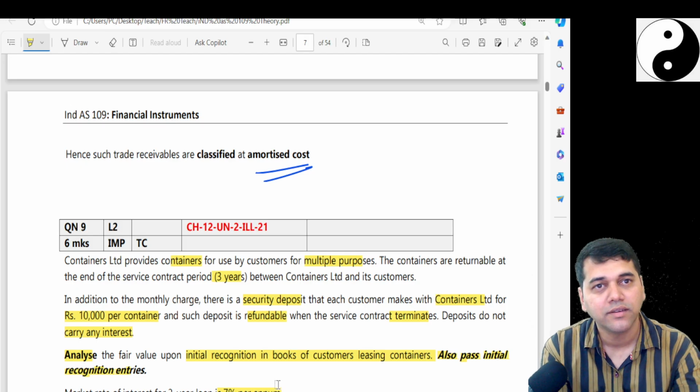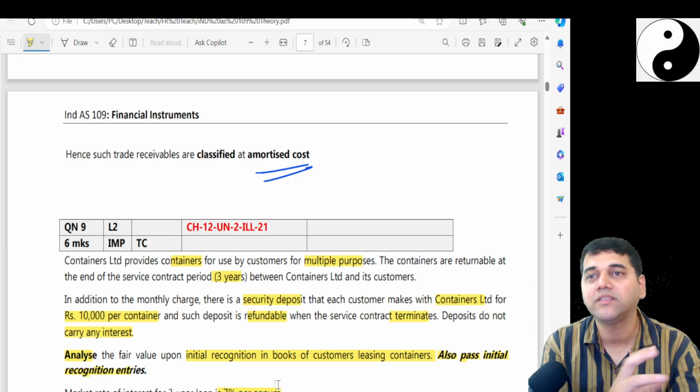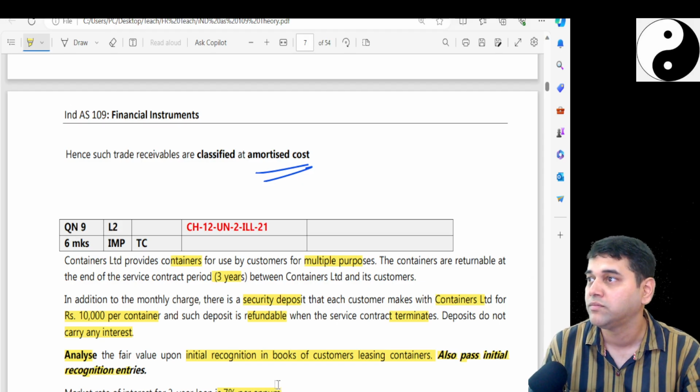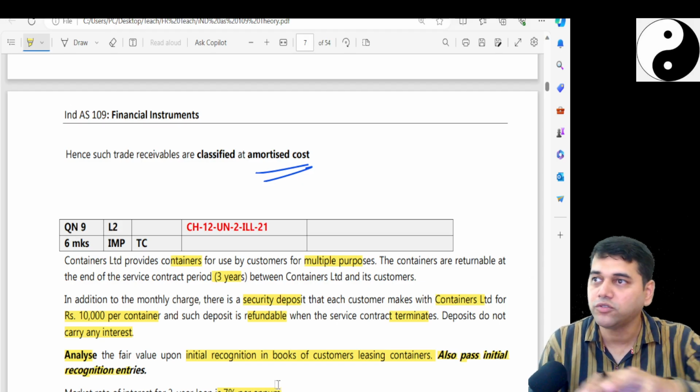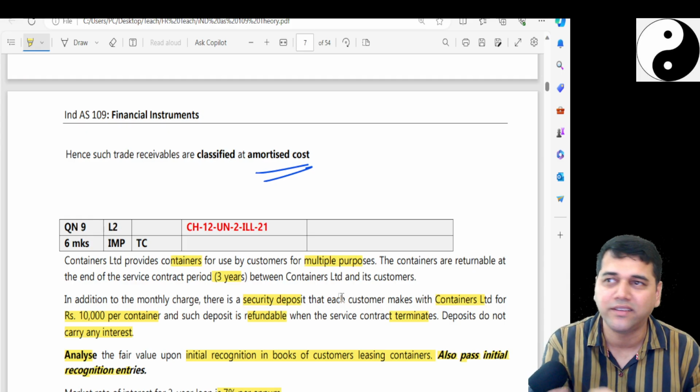Why? At 7%, you will say it's an off-market instrument. That's why I cannot consider the transaction price. So what is my fair value? Present value of the future cash flows. Probably you may make one working, then pass the journal entry. Anyhow, we have done this type of question.